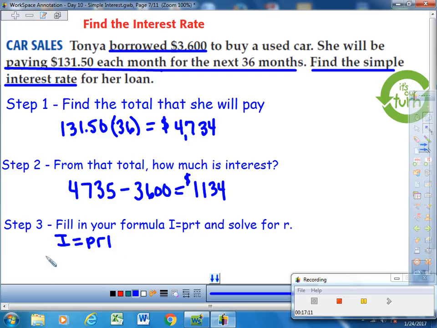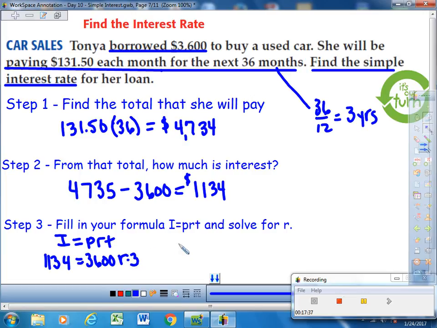So my interest, I know that it's $1,134. My principal is $3,600. I don't know my rate, so I put R. And then 36 months, 36 over 12 is 3 years. So times 3. All right, so I'm going to calculate. 3,600 times 3 is 10,800.